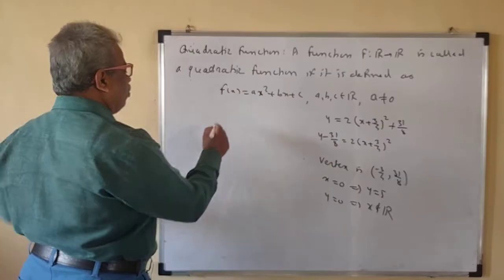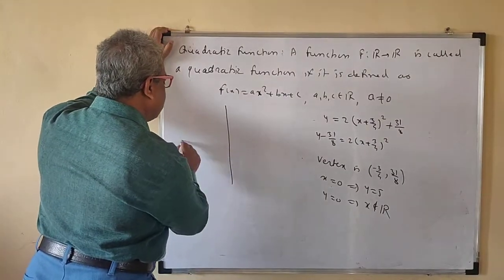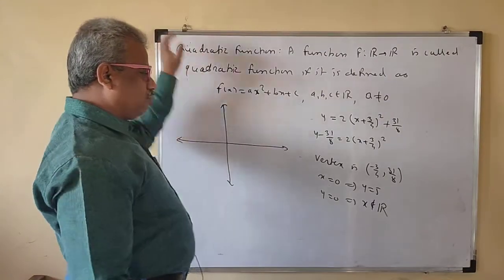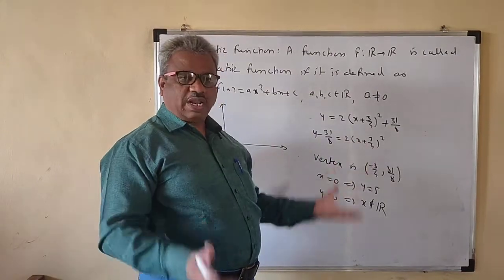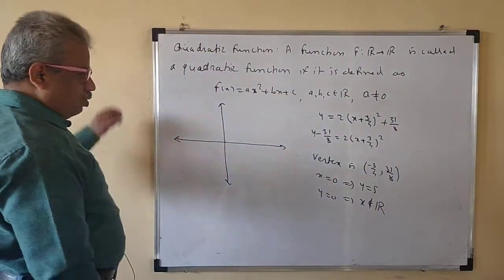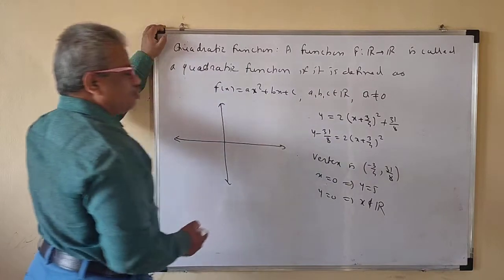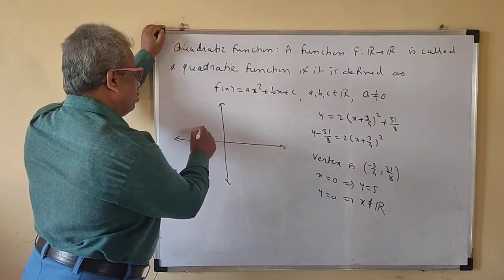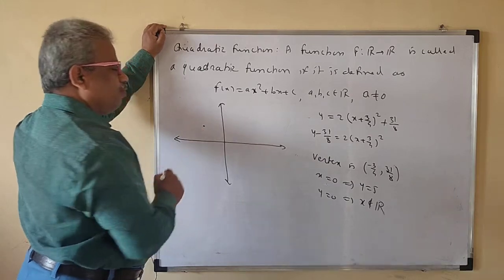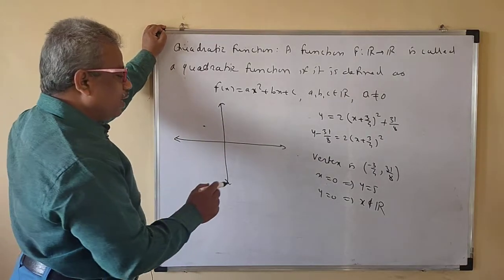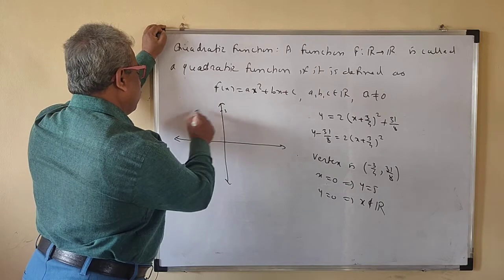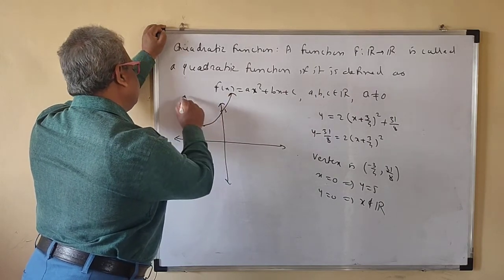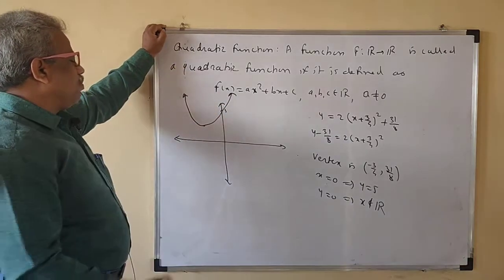Okay, so how to draw the graph of this one? Now your x square is positive, so your graph is in the upward direction. Minus 3 by 4 is in the second quadrant, somewhere here. Now y is equal to 5. You have to draw the graph of this one in such a way, like this. Okay, so this is your graph of the function.